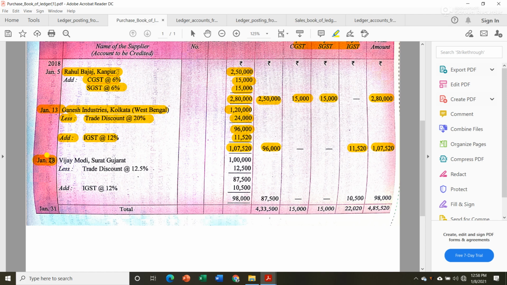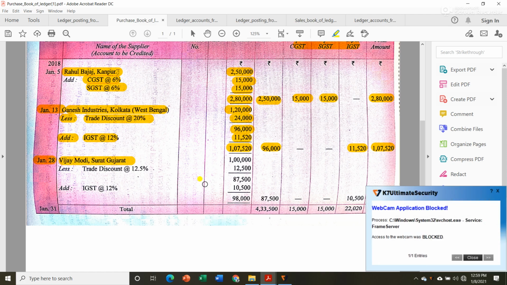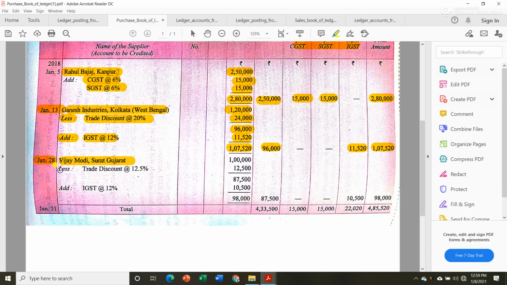Here we will write January 28, then Vijay Modi, Surat, Gujarat, their name and address. Then we have to deduct trade discount. 12 1/2% is nothing but 12.5%. So 12.5% of 1 lakh is directly 12,500. You just simply cancel 10 and write 125, and you have to write the remaining 2 zeros. So after deducting trade discount we got 87,500, that will come in the purchases column.